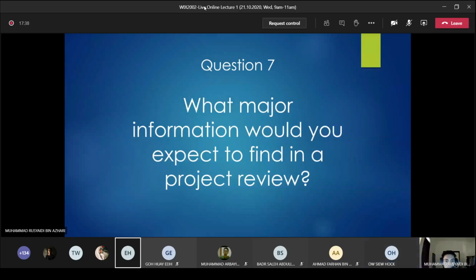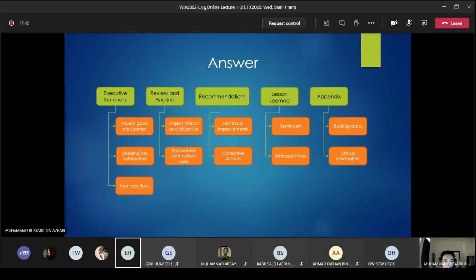So the question is, what major information would you expect to find in a project review? The first one is the executive summary, which is the project goals, whether it is met or unmet. The second one is the stakeholder satisfaction, whether they are happy or not with the system, and also the user reactions. That means the end users who use the system, whether they are happy or not.